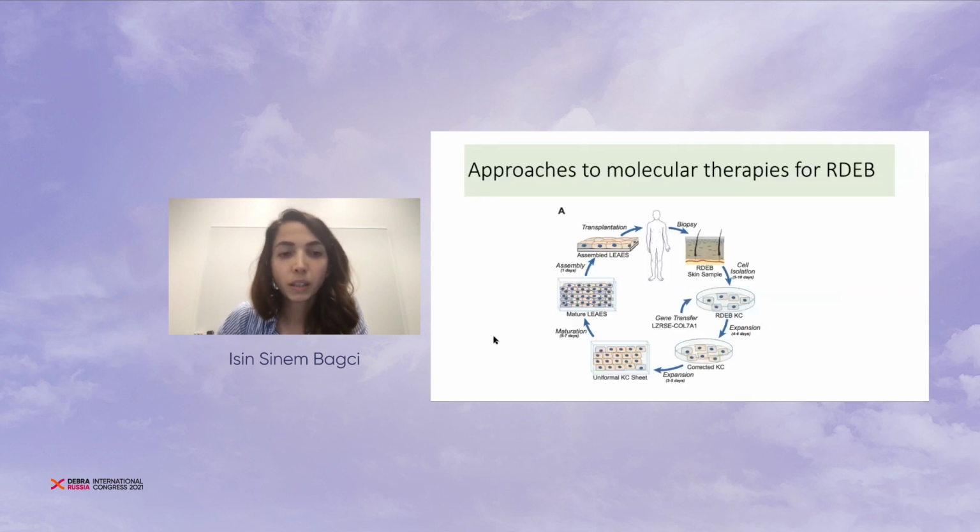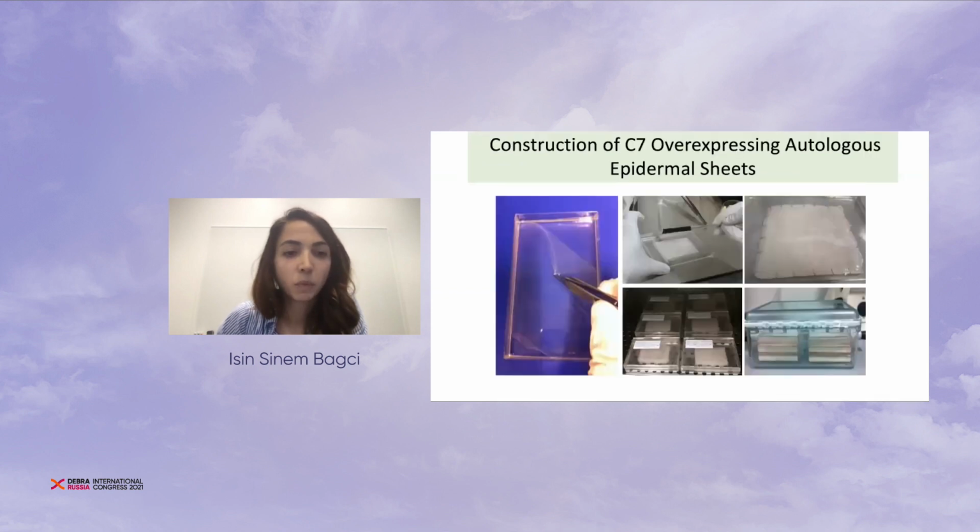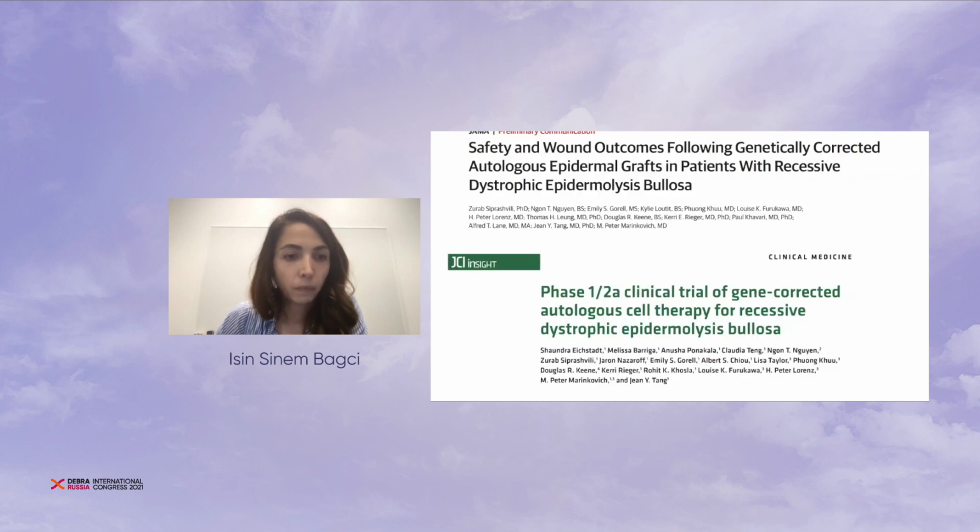Following this preclinical work, the FDA approved conducting clinical trials on RDEB patients using the same retroviral vector. The same approach was used. Epidermal sheets were constructed for the patient using their own keratinocytes and grafted on their open wounds. Phase 1 and 2 trials have been completed and the results have been published. Phase 3 trial is still ongoing.